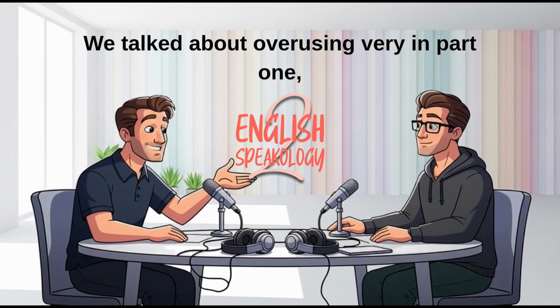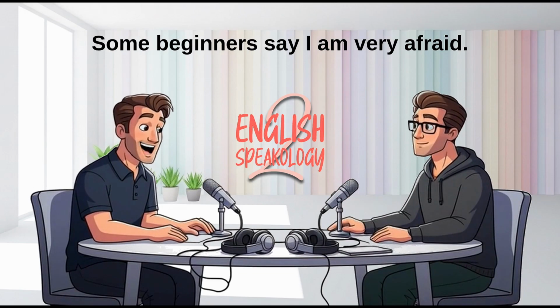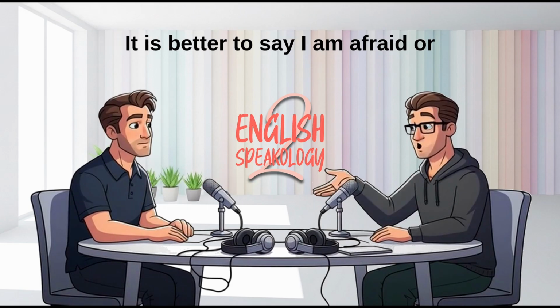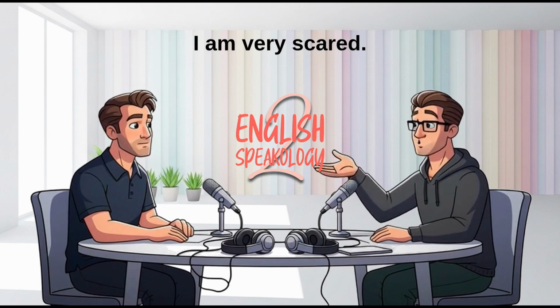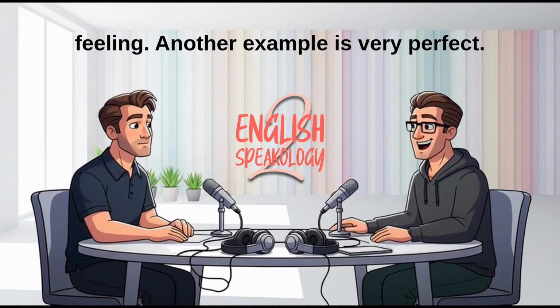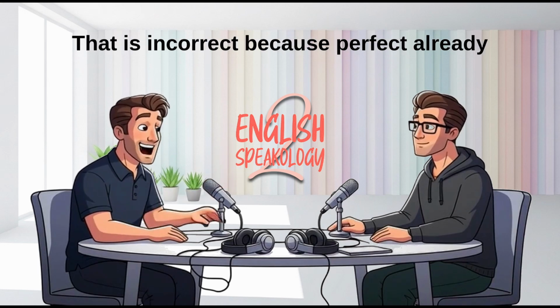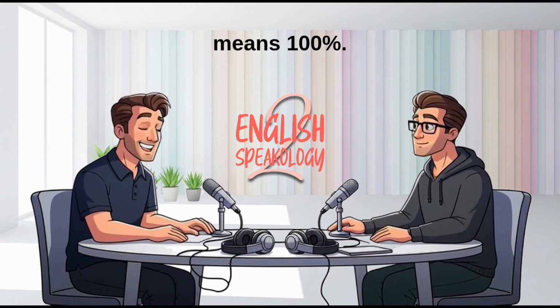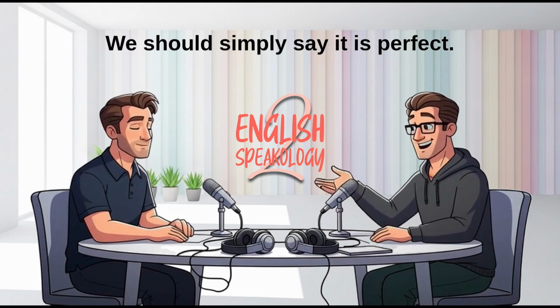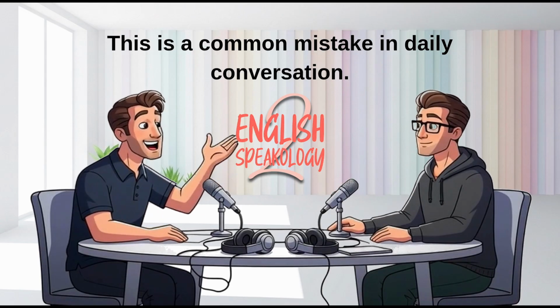We talked about overusing very in part 1, but there is another related mistake. Some beginners say, I am very afraid. It is better to say I am afraid or I am very scared. The word afraid already expresses a strong feeling. Another example is very perfect. That is incorrect because perfect already means 100%. We should simply say, it is perfect.